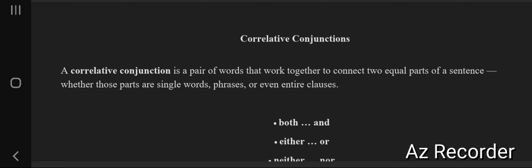In English grammar, conjunctions are words that connect ideas, but correlative conjunctions are a special category. They always work in pairs and link together elements that have equal grammatical importance. You may think of them as partners who always appear together. If you see one, you must see the other. Otherwise, the sentence will be incomplete or incorrect.